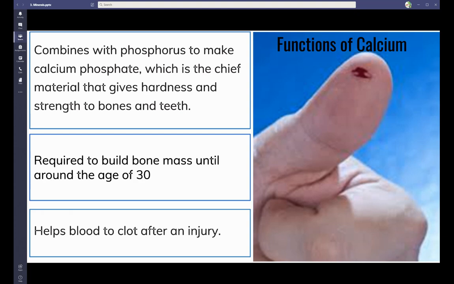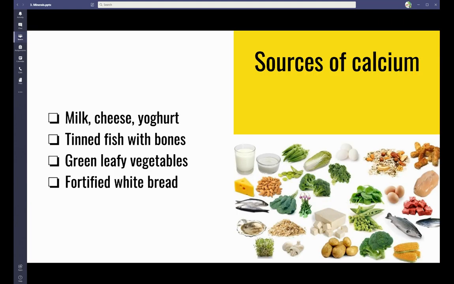Calcium also helps to clot the blood after we've had an injury, and it's required for the functioning of muscles and nerves as well. We get calcium from, I think the most commonly known one would be milk or cheese or yogurt, but also from tinned fish with bones in it because the bones are high in calcium. And so that would be things like sardines or salmon. Green leafy vegetables, again, fortified white flour. So again, fortified means that the calcium would have been added in.